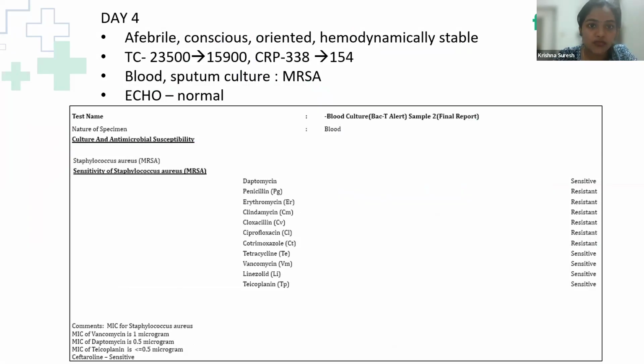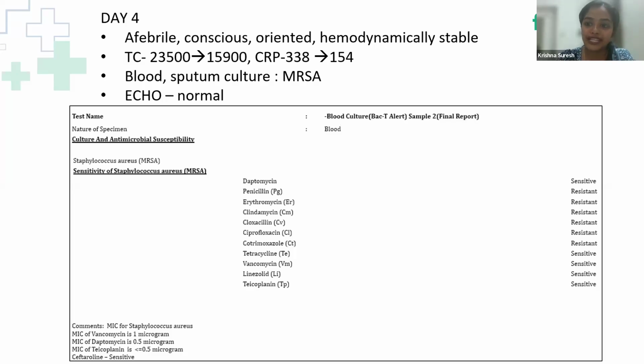Next day, the patient was found to be afebrile, conscious, hemodynamically stable. Total count decreased to 15,900 and CRP decreased to 154. This is the blood culture of the patient, which is shown here. And you can see that blood culture is growing Staphylococcus aureus, which is resistant to penicillin. And also you can see it is resistant to cloxacillin. So such a strain is called MRSA, that is the methicillin resistant Staphylococcus aureus. Here the patient's blood as well as sputum cultures were growing methicillin resistant Staph aureus, and echo was done for this patient, which was found to be normal.